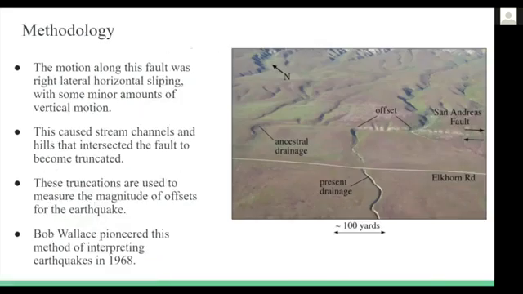And so the methodology basically goes like this. A man by the name of Bob Wallace, in 1968, realized that when an earthquake happens, it can truncate features that intersect it. As you take a look over here, we have a stream channel that's been truncated along the San Andreas Fault. You can measure that to get an inference as to how much the earthquake moved, which actually goes into calculating the magnitude of the earthquake. And this is a good way to get ancestral earthquake data from surface features.